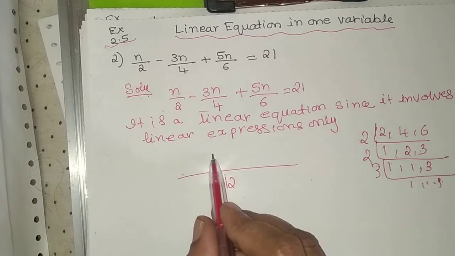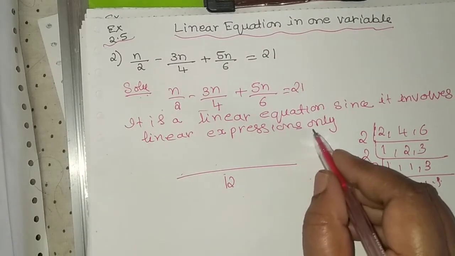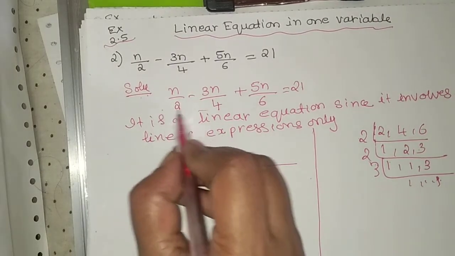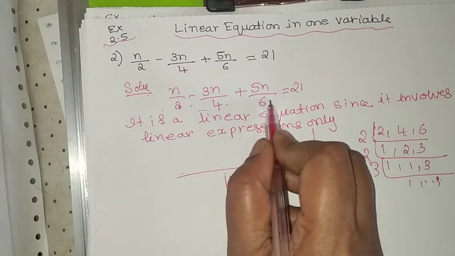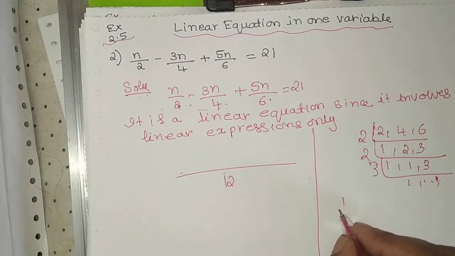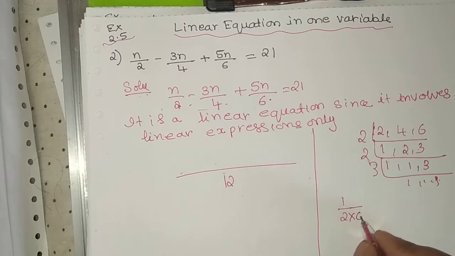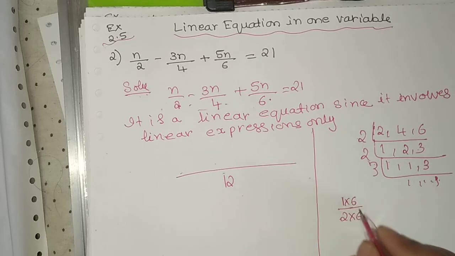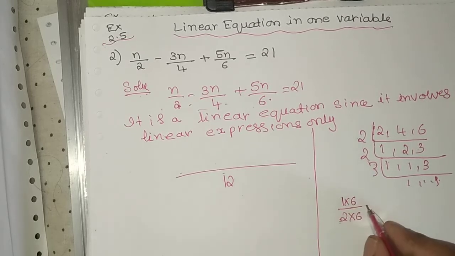So next step is, I'll teach you how to find out the numerator for this. First make all the denominators 12. So first I'll take 1 by 2. How to make it 12? Just multiply both numerator and denominator by 6. Then the new denominator will become 12.